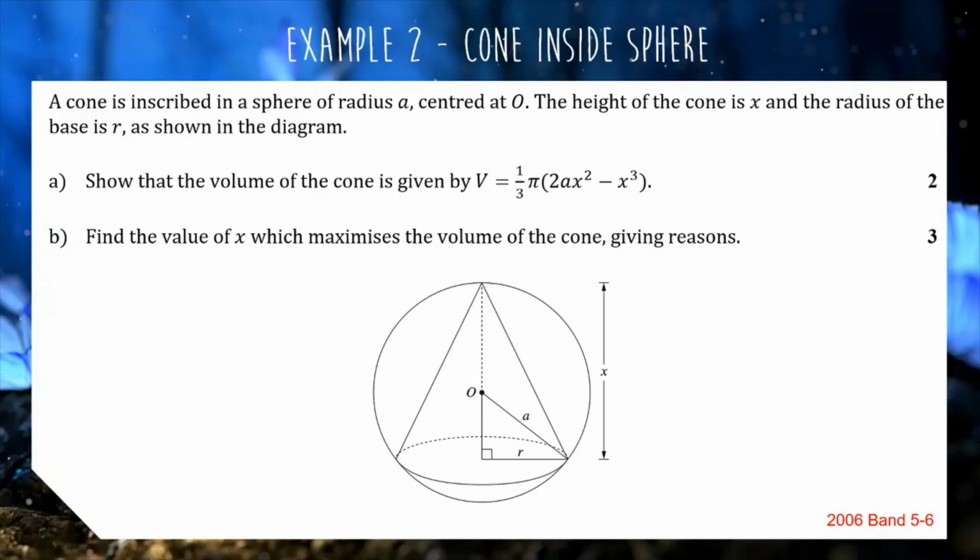And part B, find the value of x which maximizes the cone, and again we need to give reasons. This is a 2006 HSC question. It's a band 5-6, an upper level question, marking in the 80s and 90s, so it's going to be pretty challenging. Once again, pause the video, have a go if you so choose.